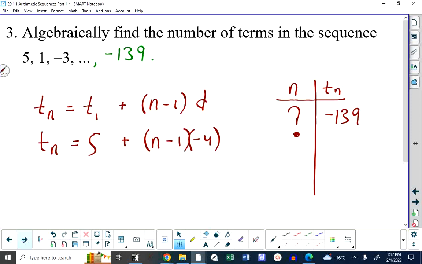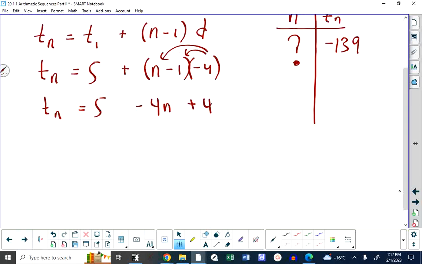By the way, do you remember me saying yesterday how important it was that you don't mix up the term number and the term value? This is exactly why. Right? There's a difference between n and Tn. So I'm going to simplify this first. I multiply this out, negative 4n and positive 4, so I get Tn equals 9 minus 4n. This is saying put negative 139 in for Tn.